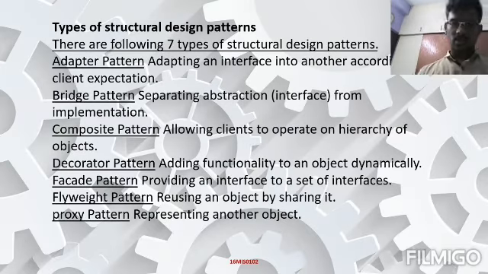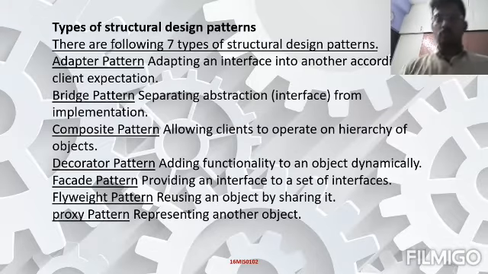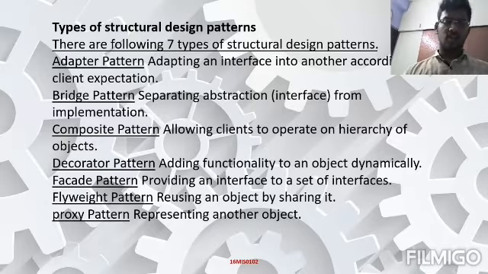There are more types of patterns. There are the following 7 types of patterns in design patterns that we are going to study. First one, adapter pattern: adapting an interface into another according to client expectation. Bridge pattern: separating abstraction interface from implementation. Composite pattern: allowing clients to operate on a hierarchy of objects. Decorator pattern: adding functionality to an object dynamically. Facade pattern: providing an interface to a set of interfaces. Flyweight pattern: reusing an object by sharing it. Proxy pattern: representing another object.